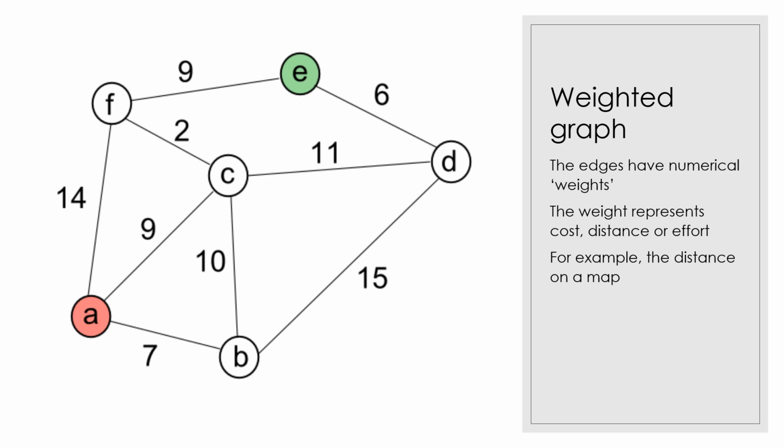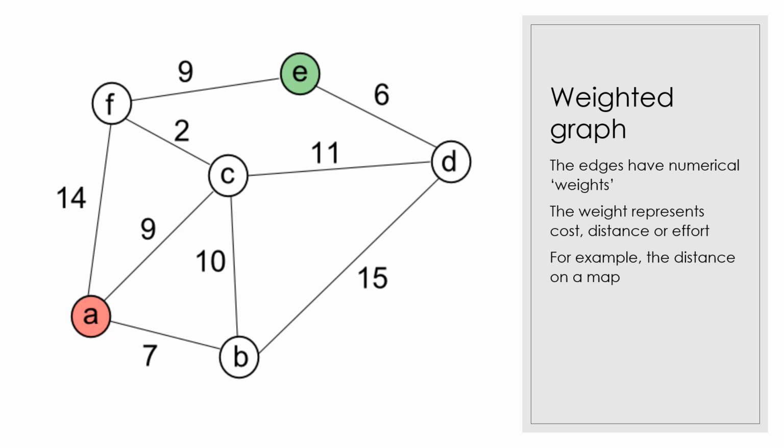Most graphs that you will look at will look like this example. This is called a weighted graph. The weights are the numbers that are attached to the edges. They're always numerical values. In this example, they're integers. They don't have to be integers, but they are always number values.